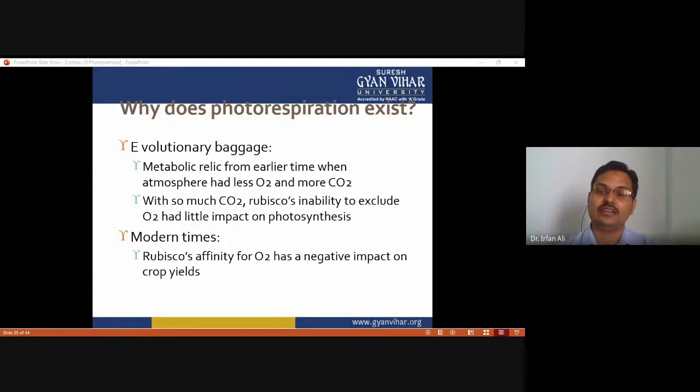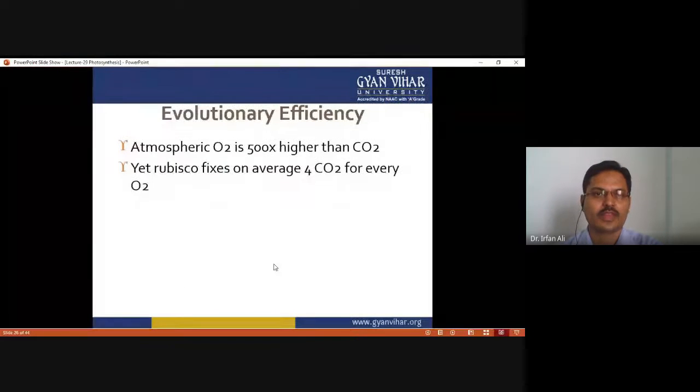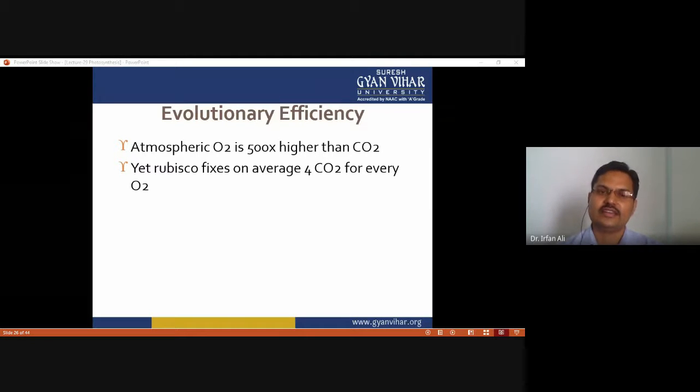But nowadays, in modern times, when the reducing environment has converted into an oxidative environment, Rubisco's affinity for oxygen has a negative impact on photosynthesis due to photorespiration. That's why it ultimately has a negative impact on crop yield. Now, regarding evolutionary efficiency, atmospheric oxygen is currently about 500 times higher than CO2, yet Rubisco fixes on average only a few CO2 for every oxygen.